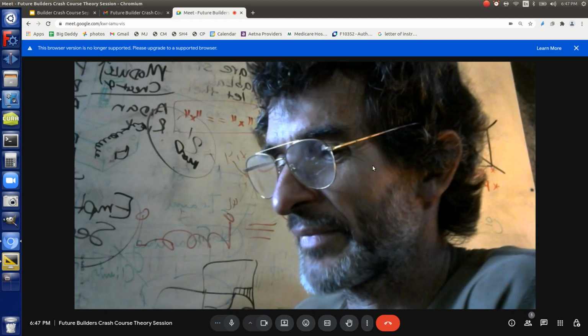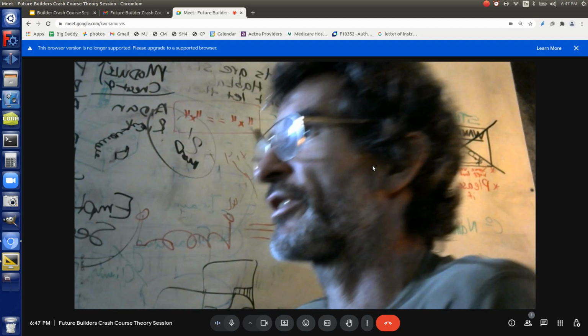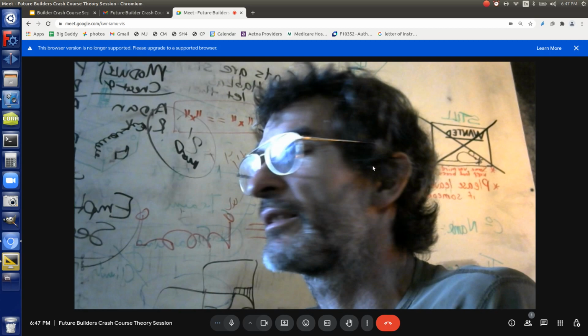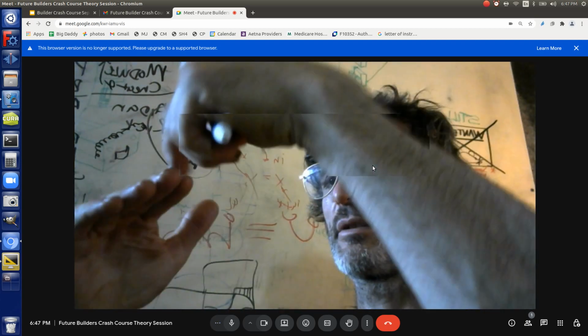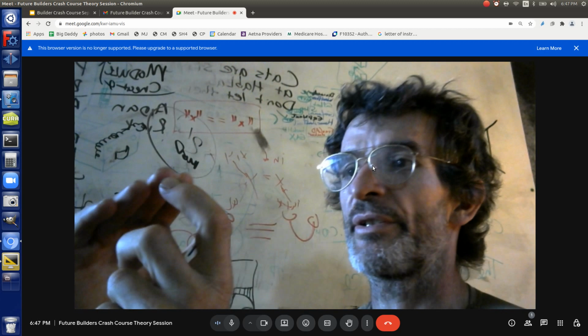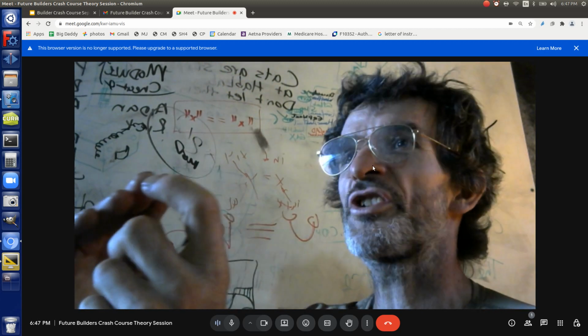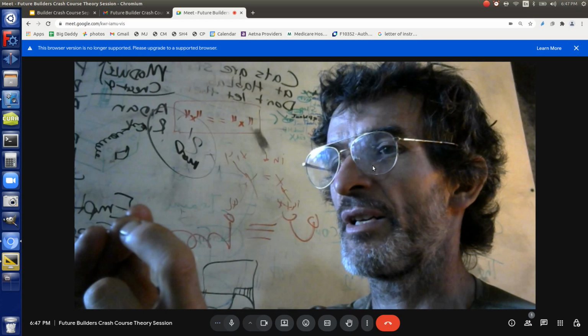I will ask this question this way: if you're nailing a 2x4 to a 2x4, and you've got a nail going into it, what's going to give first? The nail or the wood?